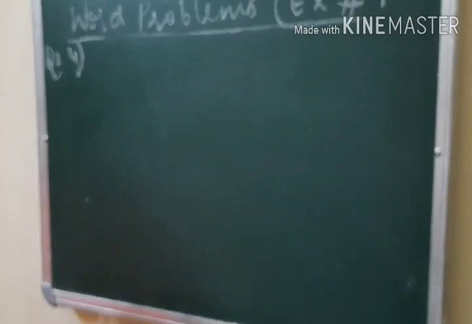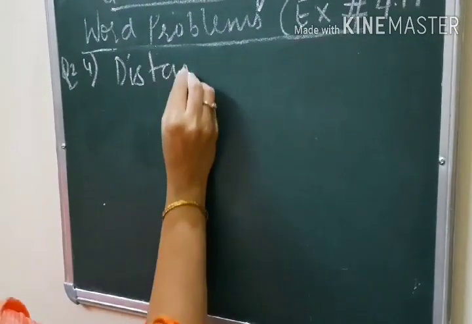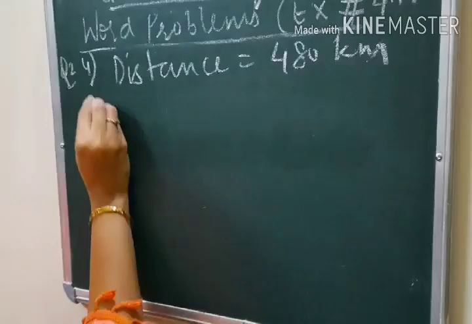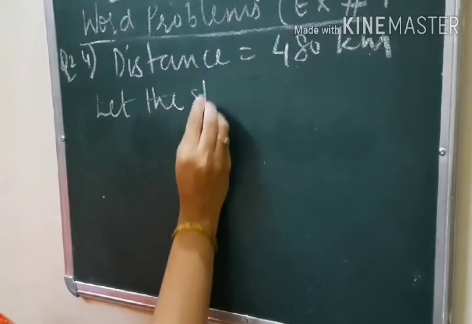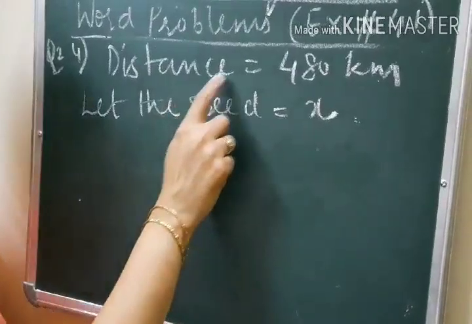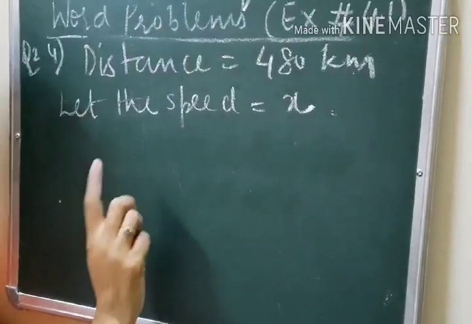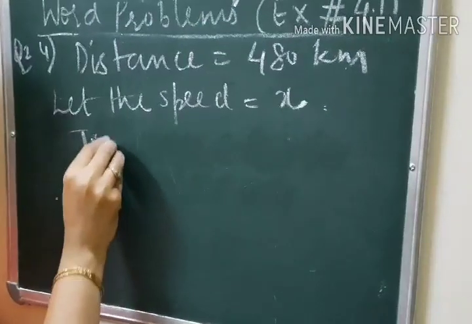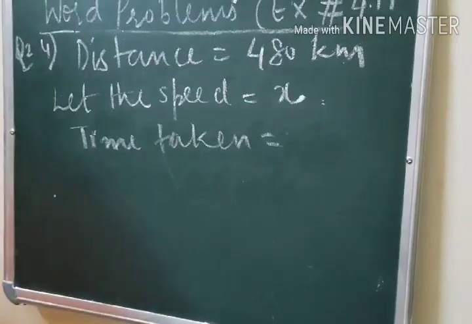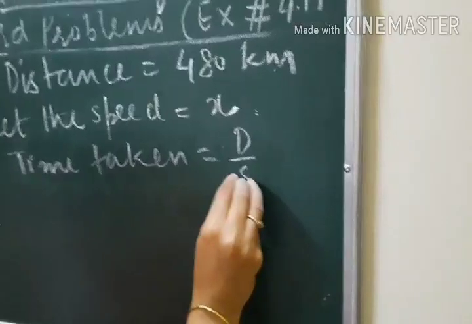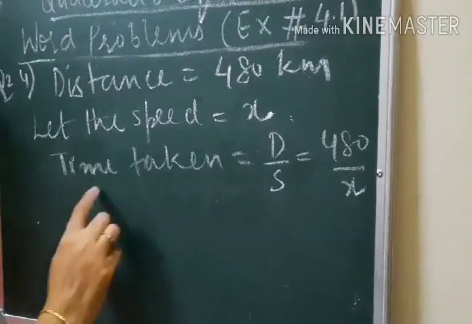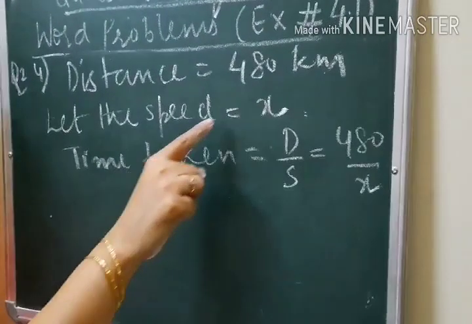So how will we do it? Our distance is given, 480 kilometers. Now let the speed be x, because the speed is not given in the question, it is just given that it is uniform. With distance 480 and speed x, how much time will the train take? What is the relation between time, distance and speed? The formula for time is distance upon speed. So it will be 480 upon x.